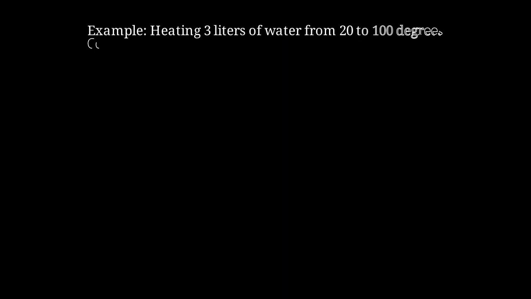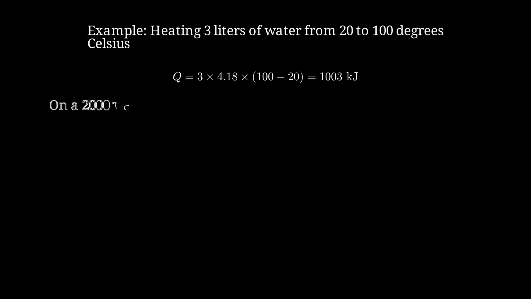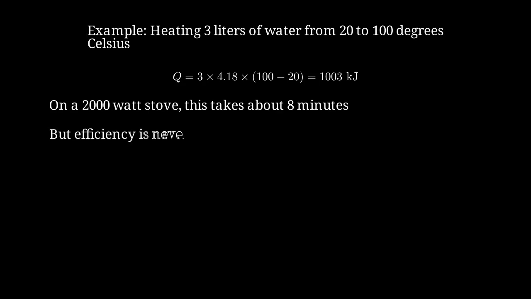Let's say we're making 3 liters of borscht starting with water at 20 degrees Celsius room temperature, and we want to bring it to 100 degrees boiling. 3 kilograms times 4.18 times 80 degrees equals 1,003 kilojoules, or about 1 megajoule of energy. If your stove burner is 2,000 watts, that's 2 kilojoules per second. 1,000 divided by 2 is 500 seconds, or about 8 to 9 minutes, assuming perfect efficiency. Of course, efficiency is never 100%. Heat escapes to the surroundings, so in reality it takes 12 to 15 minutes.